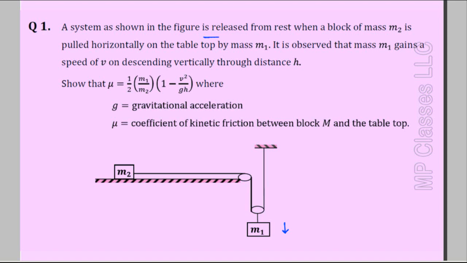the system is released from rest position when block M2 is pulled horizontally. So this block moves in this direction because of the weight of the block that has the mass M1. That means this block.